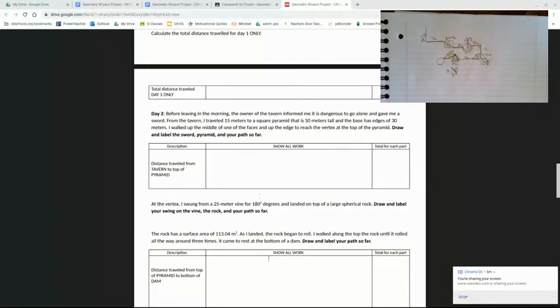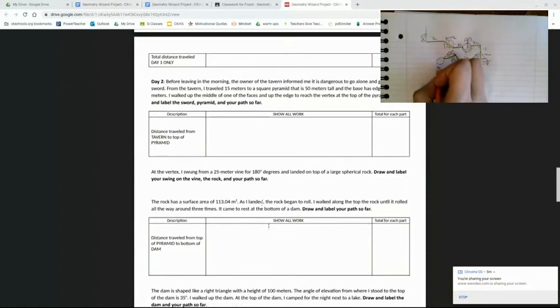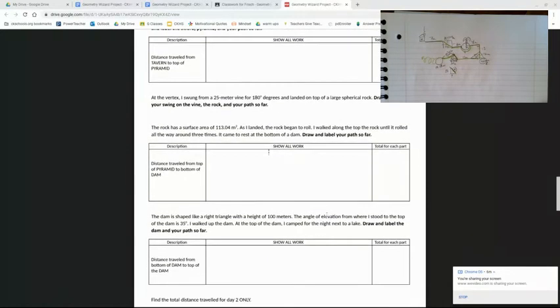This boulder has a surface area of 113.04 meters squared. And then the boulder is going to roll 3 times. So there I am. Need to figure out how far I've gone so far.